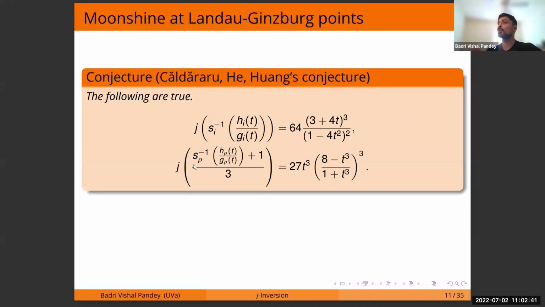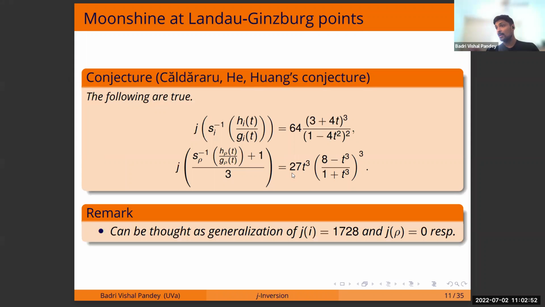And similarly for rho, you have J evaluated at S rho inverse of the analogous point plus 1 divided by 3. This is this nice function. You can think of them as a generalization of the fact that j of I is equal to 1728 and j of rho is equal to 0 respectively, in the sense that when you put t equal to 0 on the right hand side, the first term becomes 1728 and the second one becomes 0 because of this factor. So at t equal to 0, these two will actually be SL2Z equivalent to I and rho respectively.